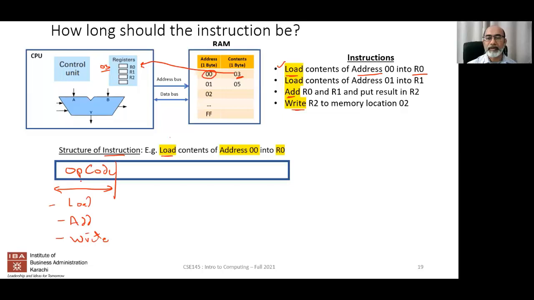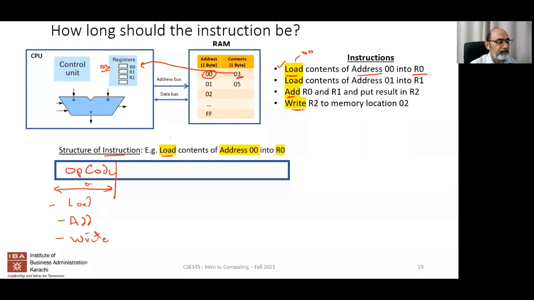Now, my question again is, how many bits should we reserve for the opcode? Any thoughts? Because we're going to have a certain structure and it's going to be fixed. We don't want the opcode to be sometimes 1 bit, sometimes 2 bits, sometimes 4 bits or 100 bits, whatever. We want the opcode to be fixed in size. So what do you think? With 2 bits, how many can we do? Can you do load, add, and write? Yeah, you should be able to do 3 things. Very good. Who is that, by the way? Please do speak your name. Heather. Okay, so Heather suggested that the opcode can simply be 2 bits.